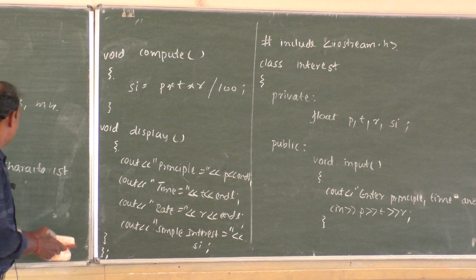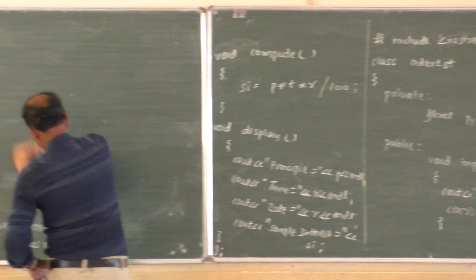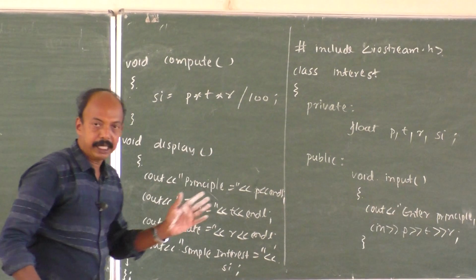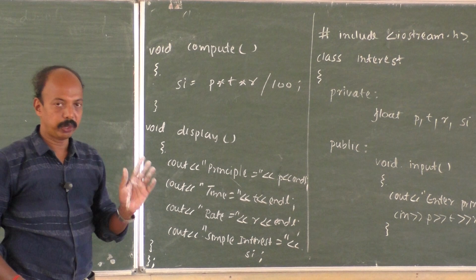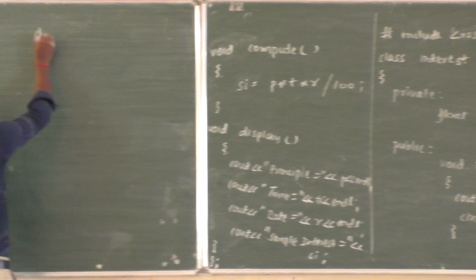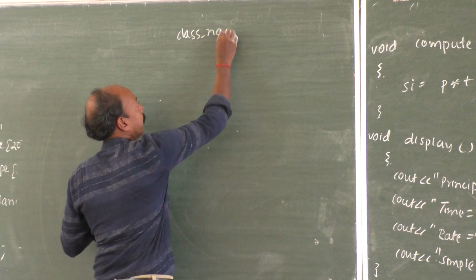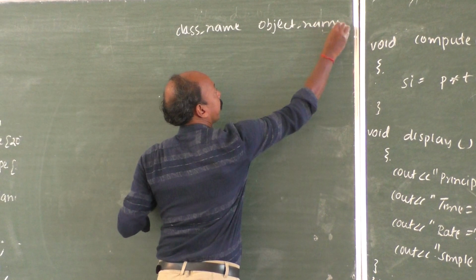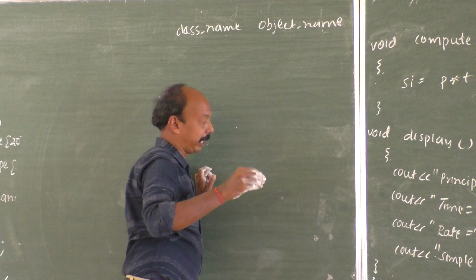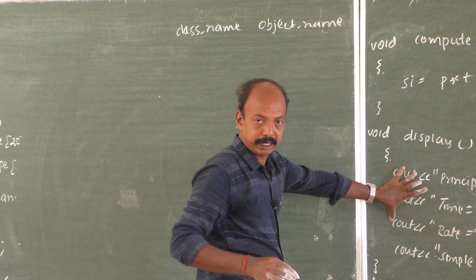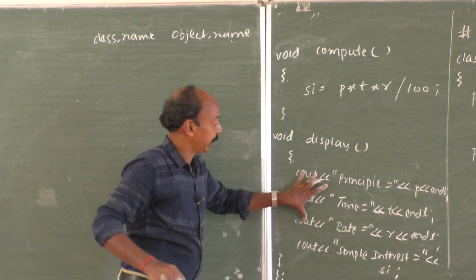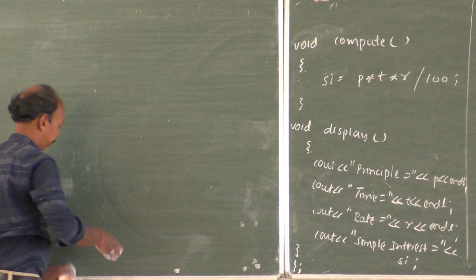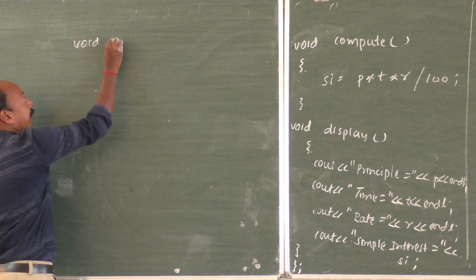How to define the object now? Object can be defined like this. What is the syntax of defining the object? Class name, space, object name, and semicolon. If you are going to declare only one object, it will be class name or user defined name, then object name. Keeping that in our mind, let us declare the object for this, but we are going to declare the objects inside the void main. So we shall write void main.